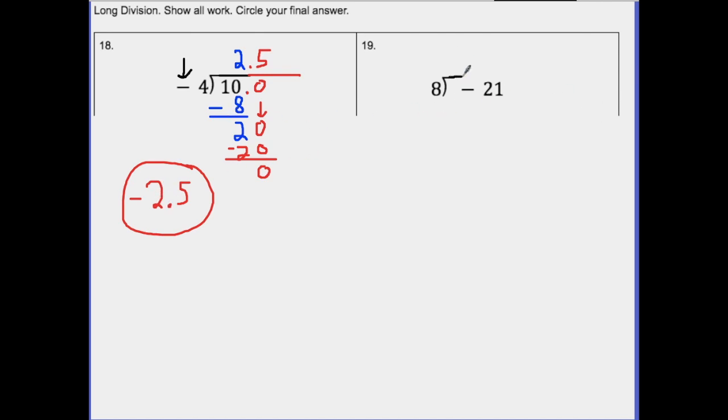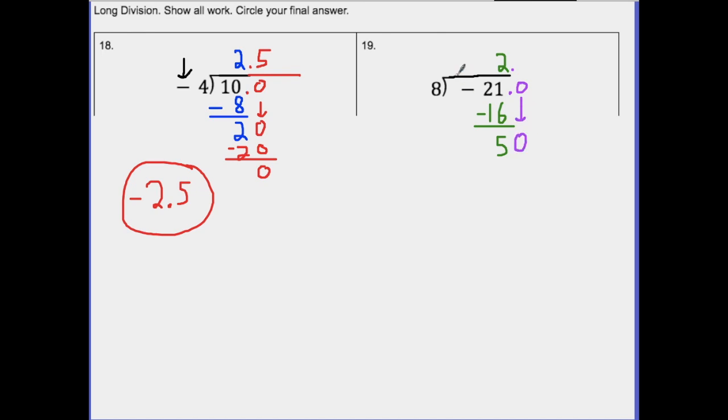All right. This second one for long division here, same idea. Disregard the negative until the end. 8 goes into 2, it does not. 8 goes into 21 twice. 8 times 2 is 16. So we subtract and get 5. And then we need to do our decimal again because we need to go a little bit further.